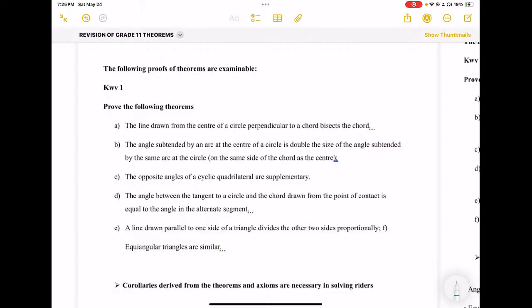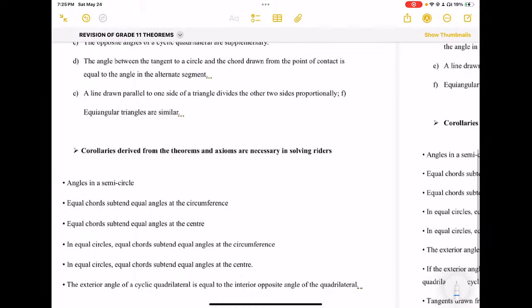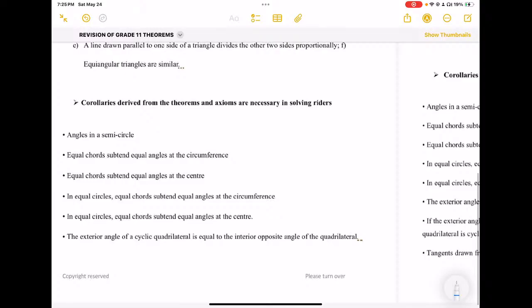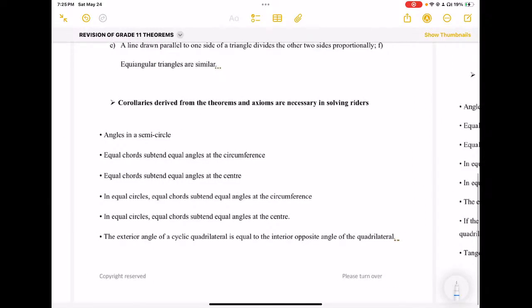But at the end there, they are saying a line drawn parallel to one side of a triangle divides the other two sides proportionally, right? And then equiangular triangles are similar. So this one, E and F, is basically for grade 12, right? Okay, and then corollaries are derived, right?